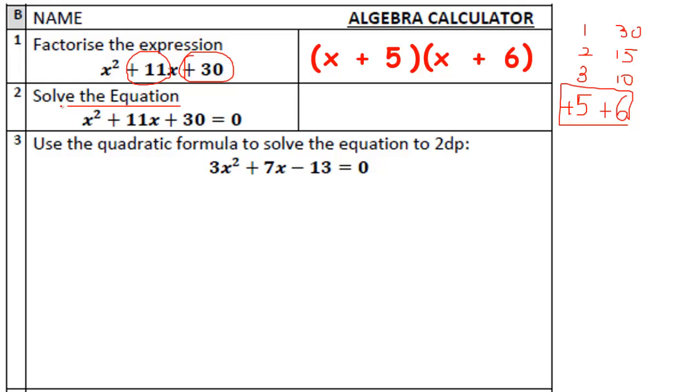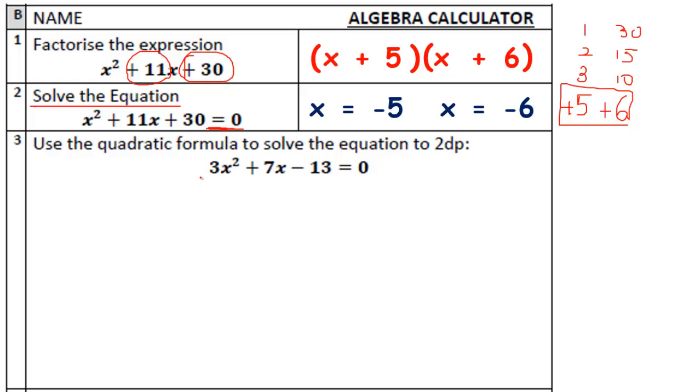Going on to question 2, it says solve the equation. And the equation is the same as before. Whenever you need to solve a quadratic, the difference is equal to 0. And you first of all need to factorize it, which we've already done. And then look at the numbers in there and you put the opposite sign to each of those. So I'm going to have x is equal to minus 5 and x is equal to minus 6. That's it. Okay, job done there.